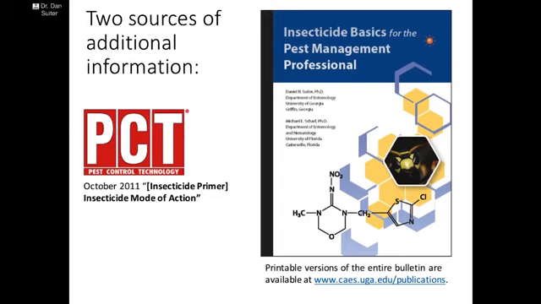We had one other question come in here just a second ago, Mike. It says labels and safety data sheets really don't always state the class or family of insecticide. Is there another source where this information could be found?